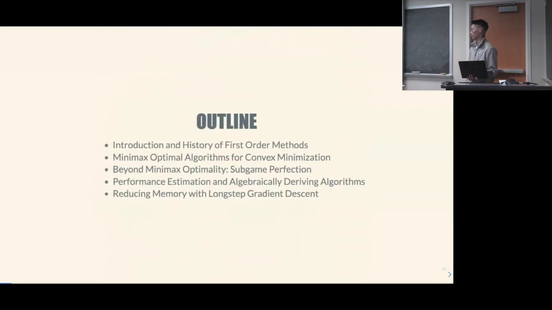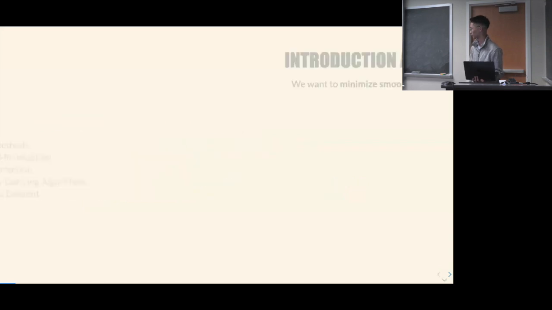So just to give you a quick outline of what we're going to be talking about today, we're going to be introducing first-order methods for convex optimization. Then we're going to be talking about existing work on minimax optimal first-order methods for these problems. Then we're going to be going sort of beyond minimax optimality. So this is sort of the new work that I wanted to introduce here in order to talk about a new notion of optimality in algorithm design, which is the subgame perfect optimality. And then I'll go into some of the details, and then at the end, I'll be talking about this long step gradient descent method if there's time left.